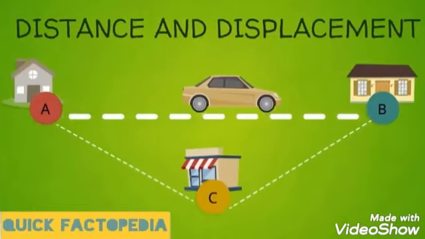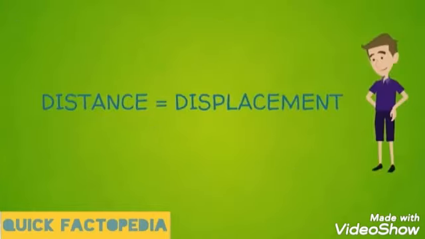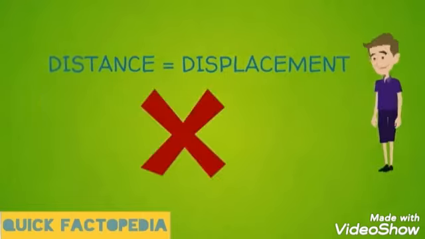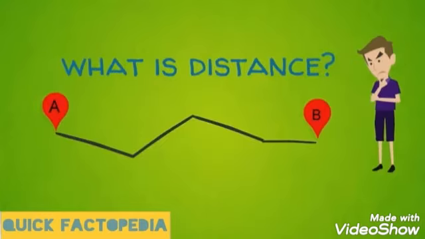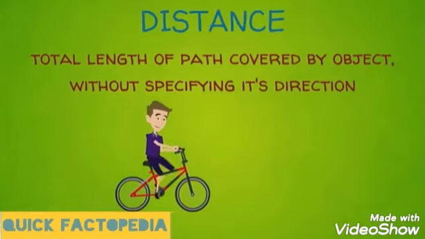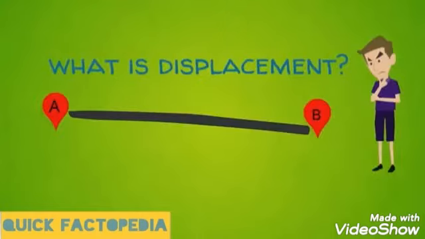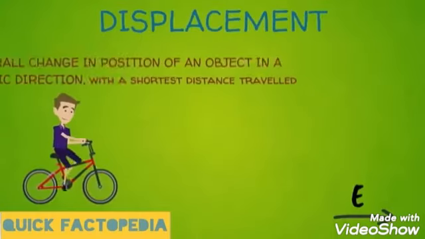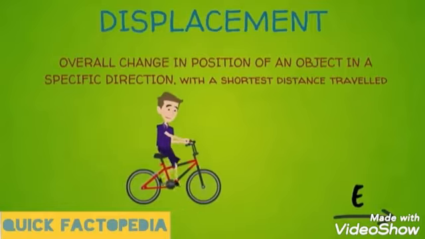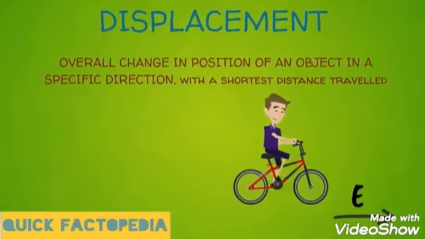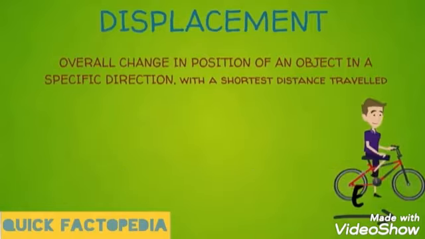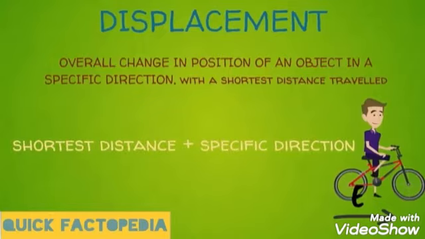Distance and displacement. So many of you think distance and displacement are the same word. It is wrong. What is distance? Total length of path covered by object without specifying its direction. What is displacement? Overall change in position of an object in a specific direction with the shortest distance travelled. In other words, shortest distance plus specific direction.